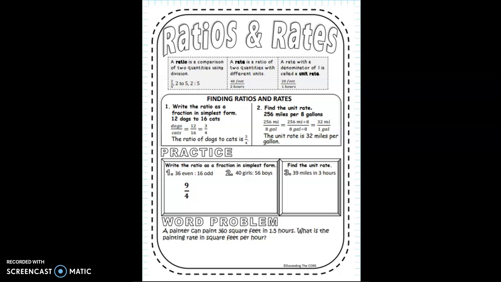40 girls to 56 boys. Both 40 and 56 are divisible by 8. This would give you 5 girls to 7 boys.